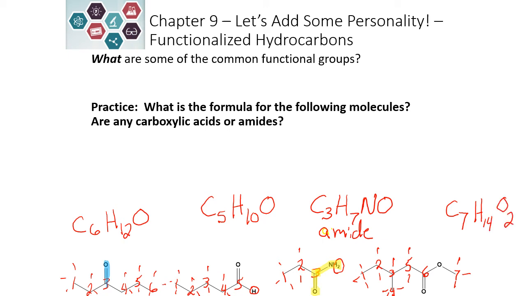Now this is not a carboxylic acid because we have a carbon that comes after the oxygen. If it was a carboxylic acid, it would have to be directly attached to a hydrogen. It is not, as it's attached to another carbon. And so this is a functional group that we call an ester. So we've had examples of an ester, an amide, an aldehyde, and a ketone.